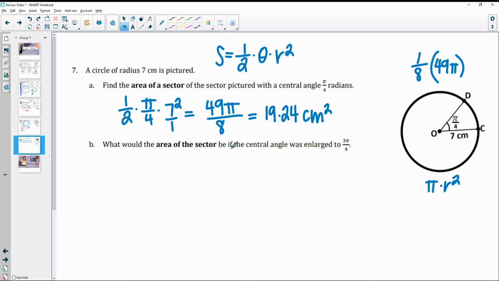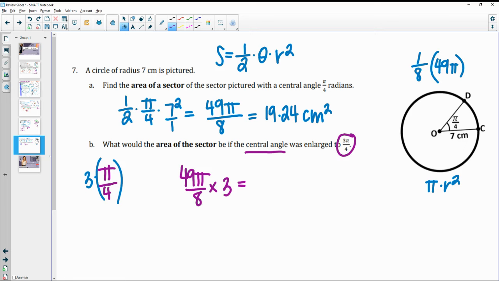Then what would the area of the sector be if the central angle was enlarged to 3 pi over 4? So instead of pi over 4, we're going to have 3 times pi over 4. So now we would just have 3 times as much. So you could do 49 pi over 8 times 3 if you needed it in exact form. So you'd do 49 times 3, which is 147 pi over 8. Or you could do the 19.24 times 3 and get the decimal version of 57.72 centimeters squared, whichever method you prefer.